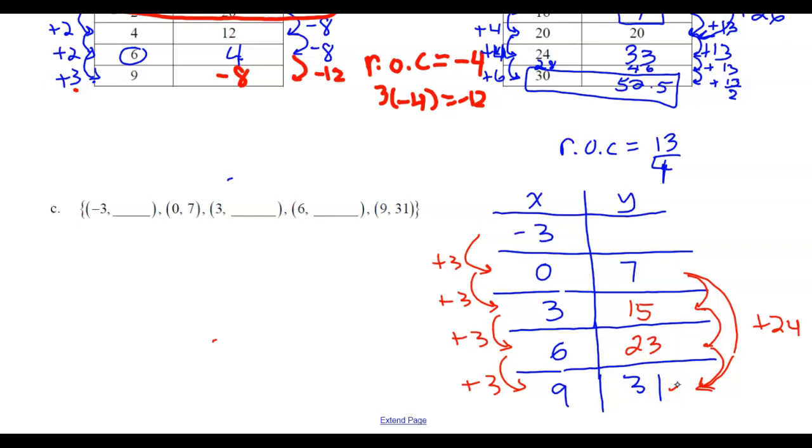Always check, make sure you keep going. So if we keep adding 8 as we go down, then going upwards, we have to subtract 8. So this would then be -1. Okay. So let me put that in here, -1, 0, 7, 3, 15, 6, 23, and 9, 31.